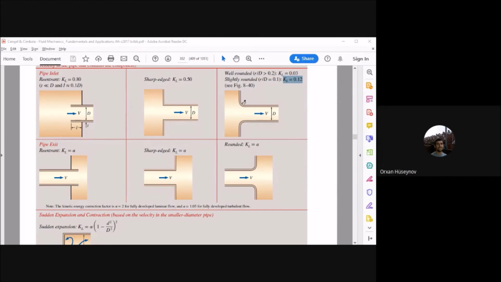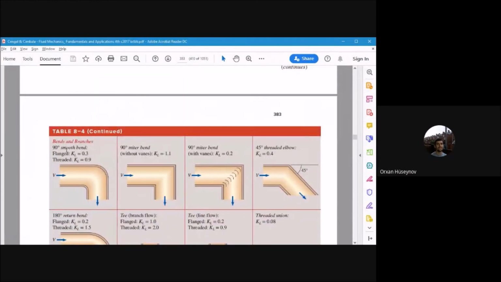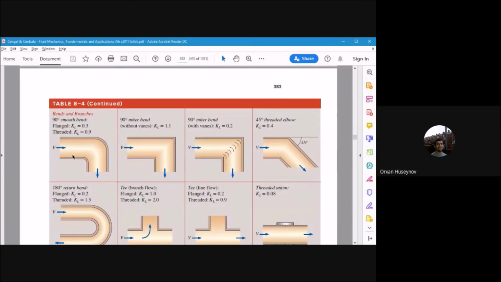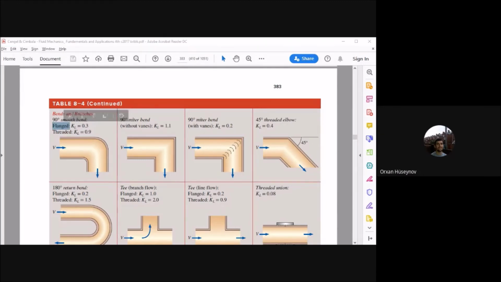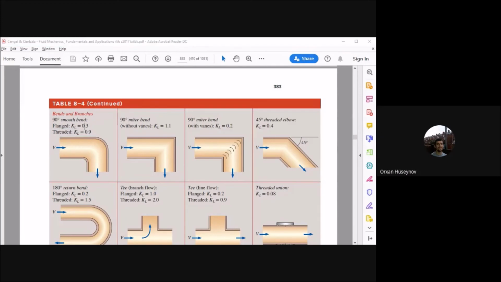Now let's find that smooth bends. I should go to bends. Okay, 90 degree smooth bends. You can see there are also mitre bends. You can see the change in shape. But the smooth bends, you can see it is not abrupt, but this one is an abrupt change with 90 degrees. And there are the flanged and the threaded, so we take the flanged option here. Okay. Flanged option, which is 0.3. It is not stated in the question which one is given, flanged or threaded, but we take the flanged option, which is 0.3.